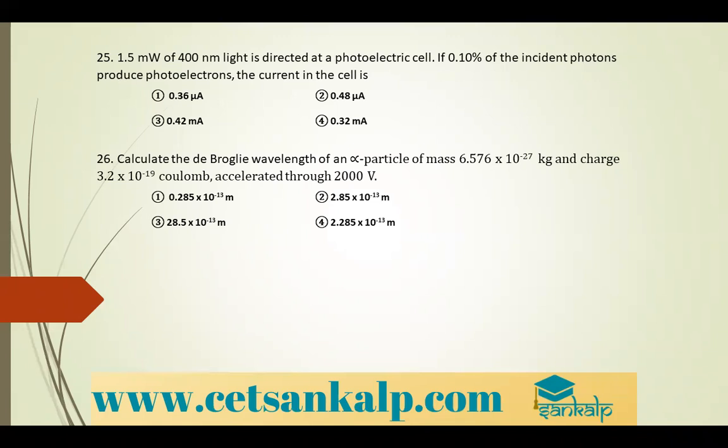Calculate the de Broglie wavelength of an alpha particle of mass 6.576 into 10 to the power minus 27 kg and charge 3.2 into 10 to the power minus 19 coulomb, accelerated through 2000 volt. So you have the formula lambda is equal to h divided by mv.